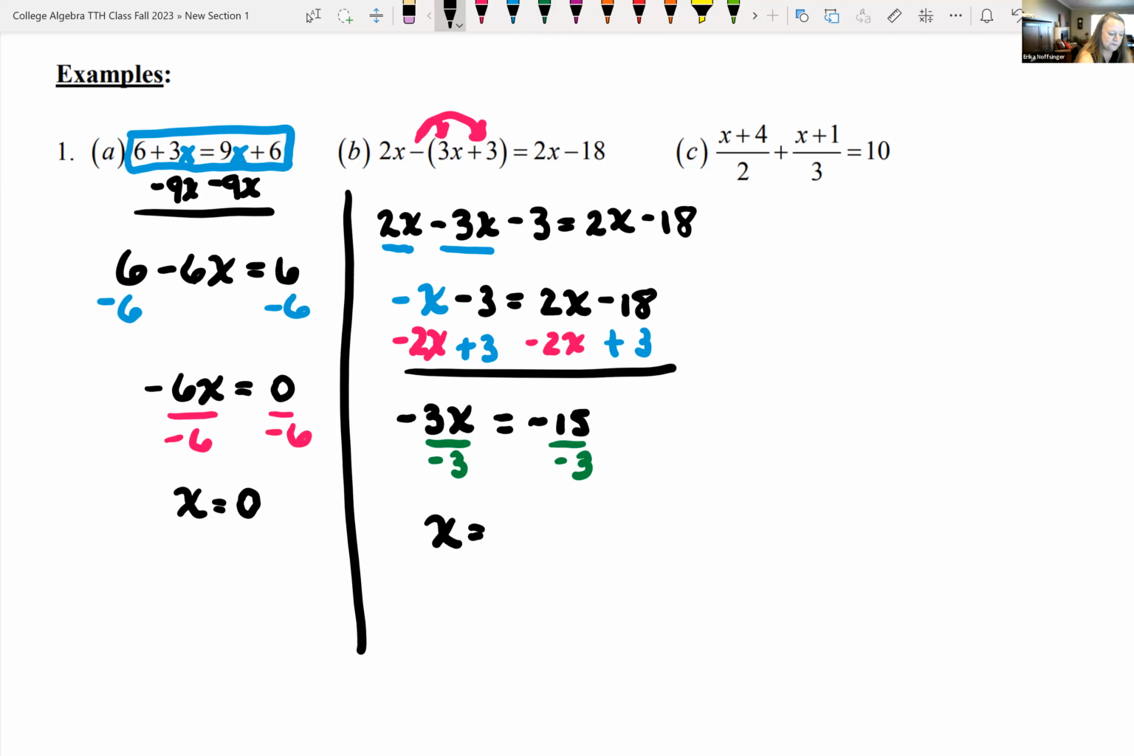this is where you're going to have to remember your rules of multiplying and dividing positive and negative numbers. If we divide or multiply and they have the same sign, it's always positive. If we multiply and divide and they're opposite signs, it's always negative. So negative 15 divided by negative 3. Well, 3 goes into 15 5 times. Negative divided by negative is positive.